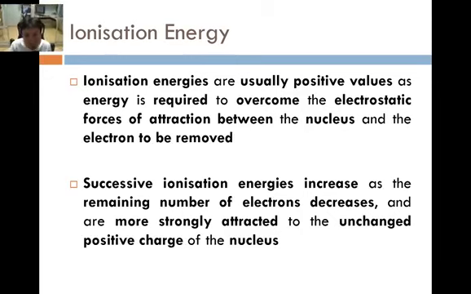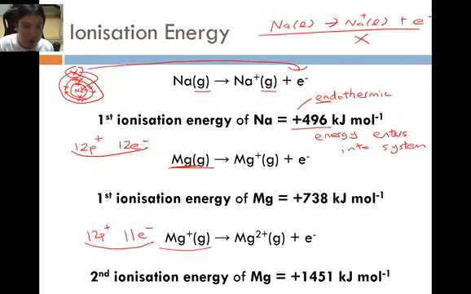Okay, so ionization energies are usually positive because energy is required to overcome the electrostatic forces of attraction between the nucleus and the electron to be removed. And moreover, successive ionization energies increase because the remaining number of electrons decreases and are more strongly attracted to the unchanged positive charge of the nucleus. Like in this example, the remaining number of electrons is more strongly attracted to the unchanged number of protons. 11 electrons being pulled by 12 protons is a stronger attraction than 12 electrons being pulled by 12 protons in the nucleus.